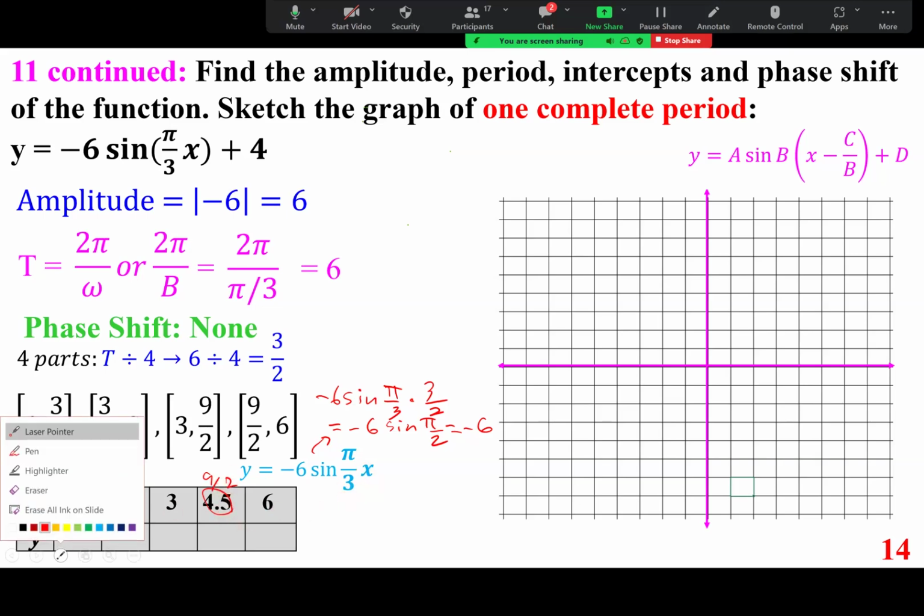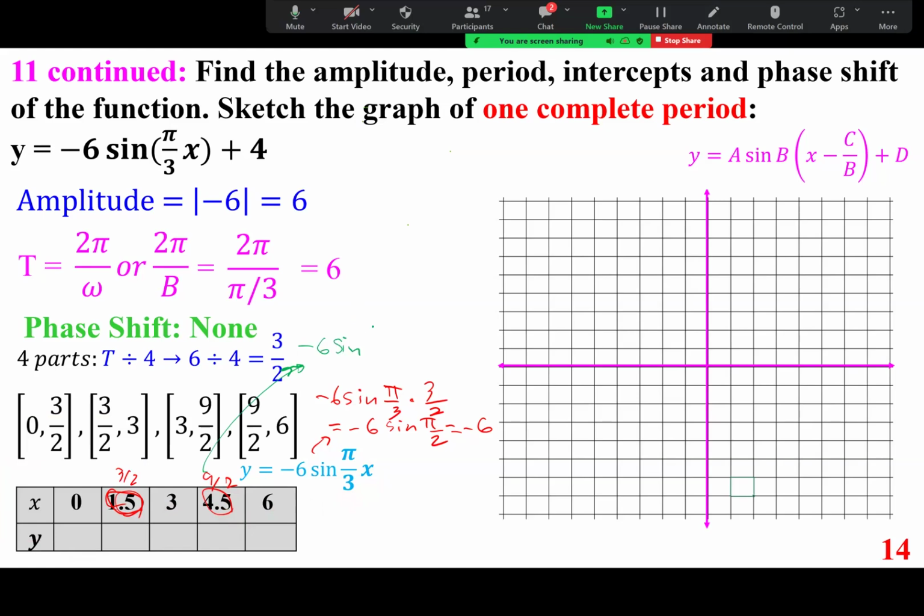4.5 or 9 halves. Let me show you 9 halves. If I put 9 halves, I get minus 6 sine of pi over 3 times 9 halves, minus 6 sine of 9 pi over 6, which is 3 pi over 2. As you know, sine of 3 pi over 2 is negative 1. So their product is positive 6. So those are the pairs.